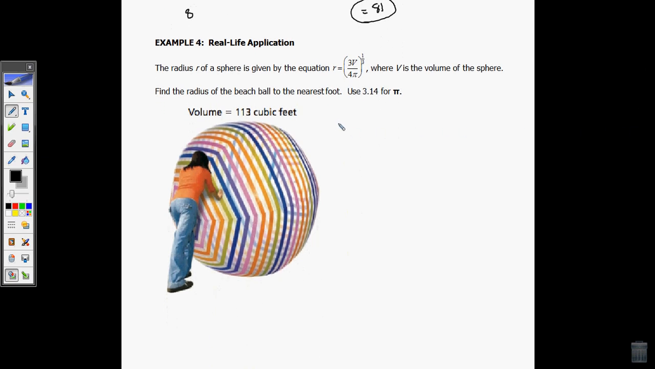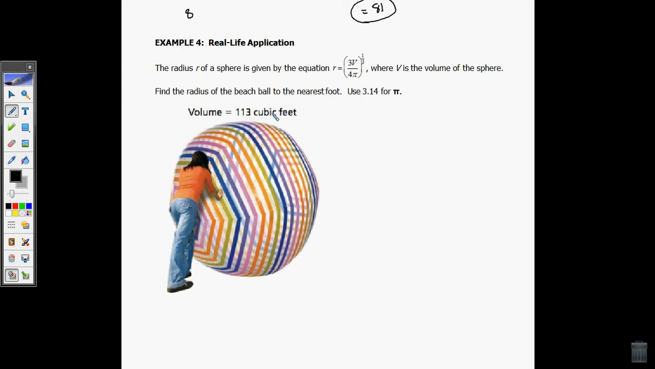Now let's look at our last example. The radius r of a sphere is given by the equation r equals 3v over 4 pi, raised to the 1/3 power. So we're getting into some pretty complex equations here now, where v is the volume of the sphere. Find the radius of the beach ball to the nearest foot.